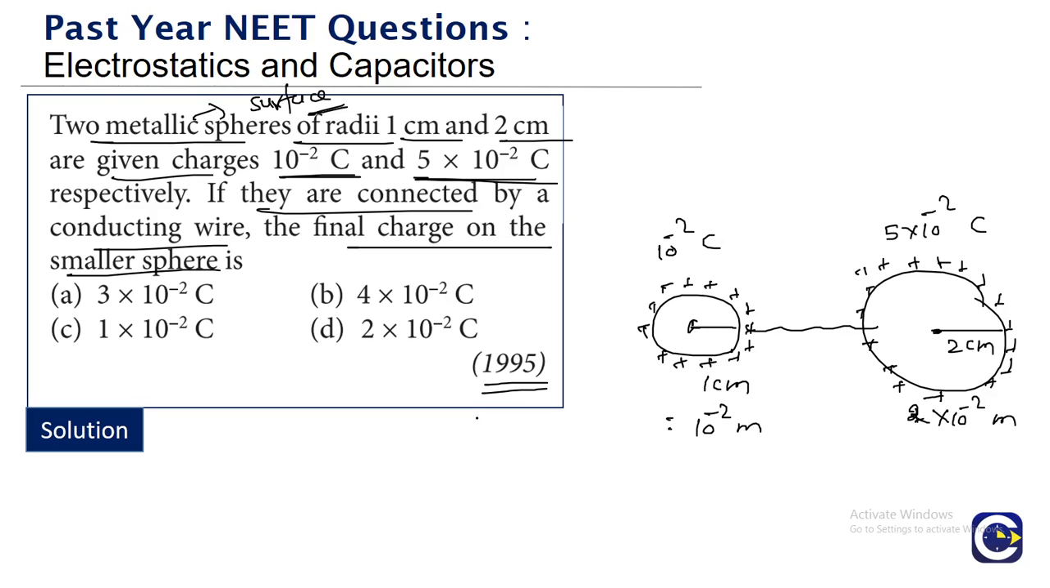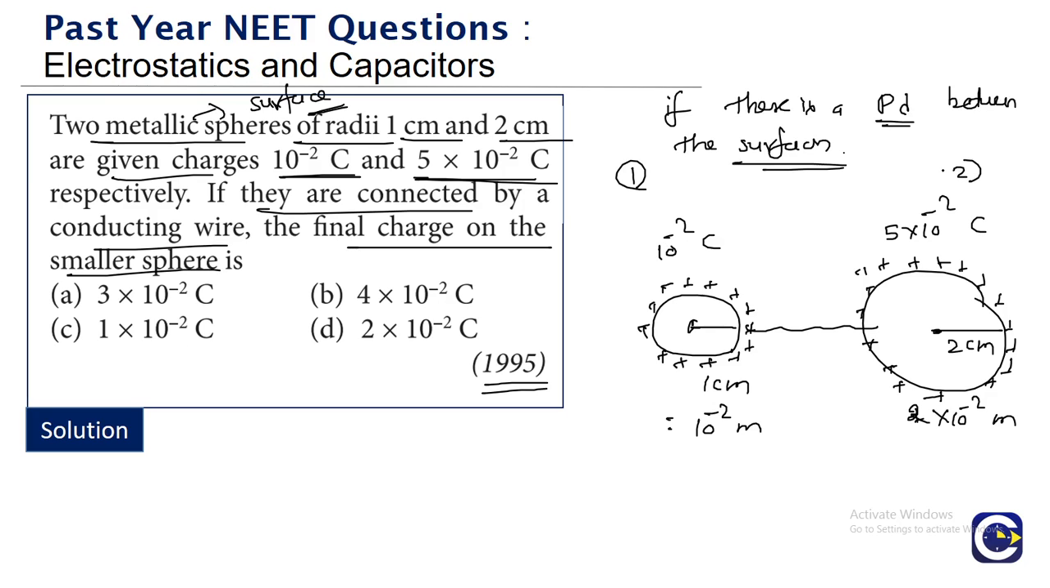Now, how would this charge transfer happen? Because if there is a potential difference between the surface of sphere 1 and sphere 2, charge will flow from high potential to low potential. So here what is the charge on the first one? 10 power minus 2. Charge on the second one?